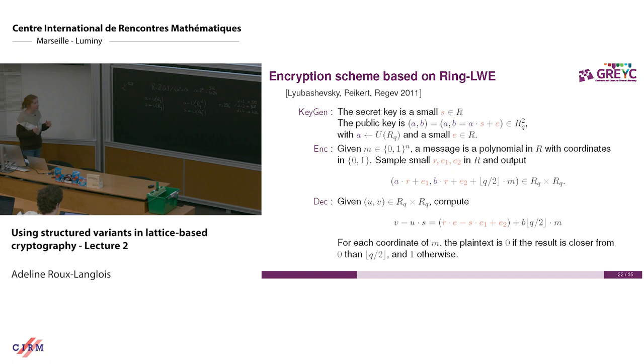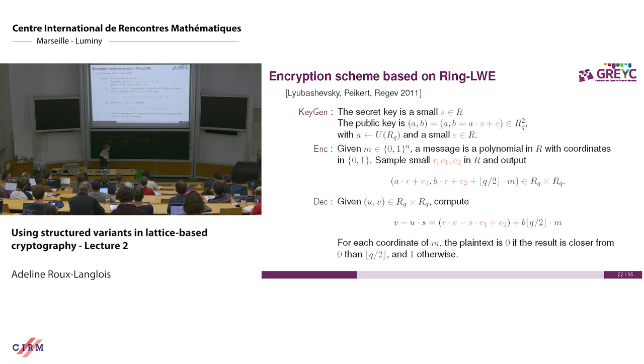If you remember what we did yesterday, and I just showed it again a few minutes ago, you will see that it looks very similar to Regev's encryption scheme, but we simply replace Z^n by R. So the secret key is still the secret of your ring LWE instance. The public key is still (A, B), where B equals AS plus E and E is an error, so it's in R_q squared, with A uniform and a small E.